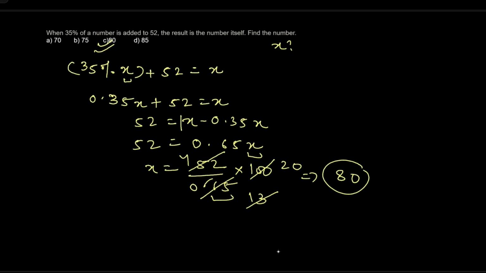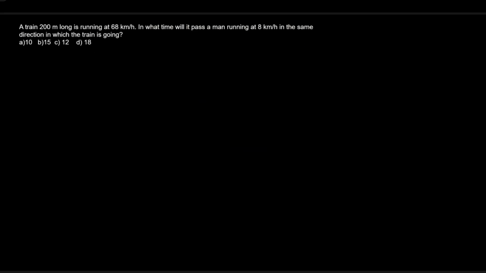Let's move to the next question. Now the next question is from a very important topic, boats and trains. So let's write the data we are given. First, a train 200 meters long, which means the length of the train is given, which is 200 meters. Great. It is running at a speed of this.